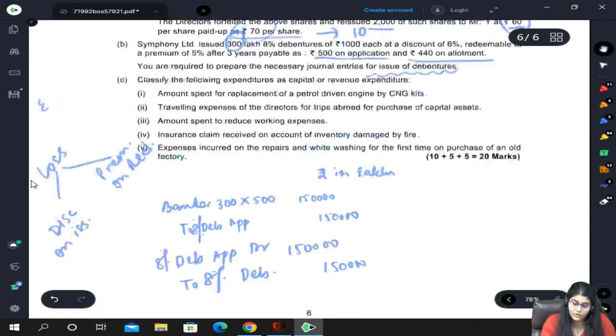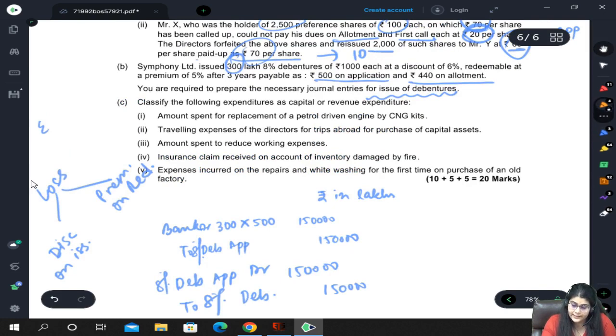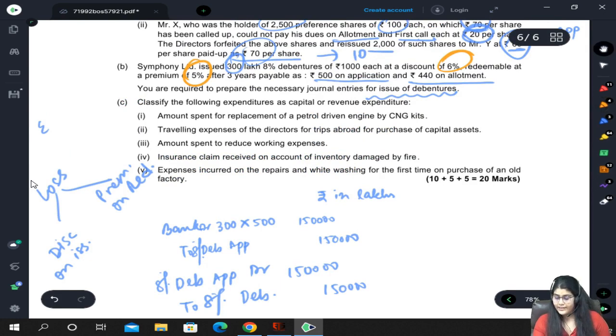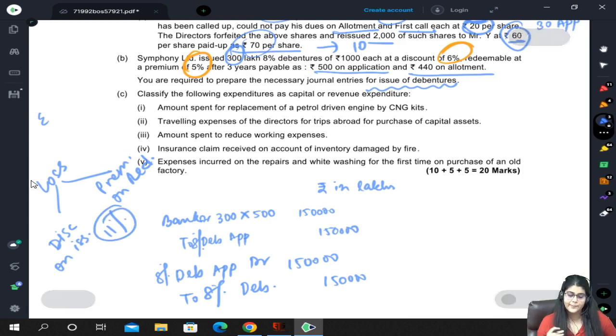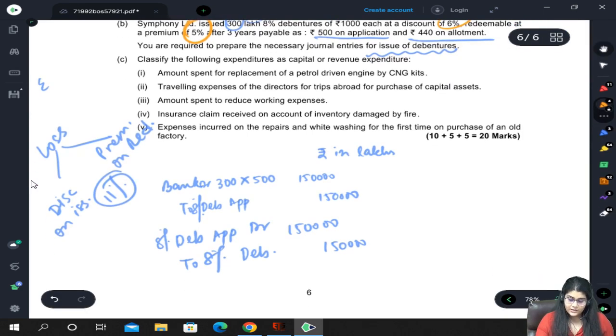So discount on issue we know is 6%. Discount is 6% and premium is 5%. So basically a total of 11%. A total of 11% loss we are incurring. 6% at the time of issue and 5% at the time of redemption. So discount on issue is actually 300 into 1000 into 6%. And premium is 300 into 1000 into 5%.